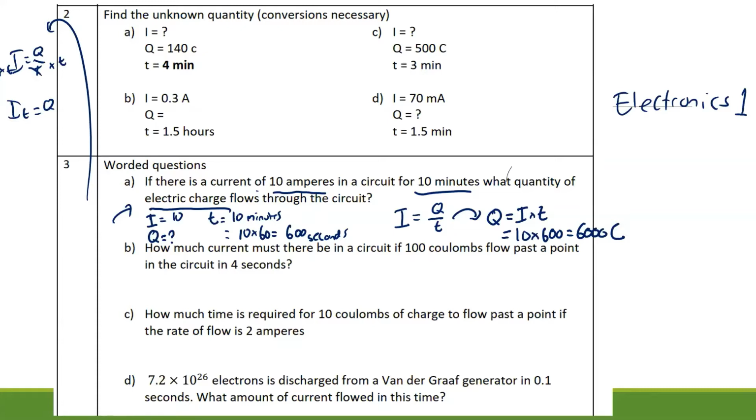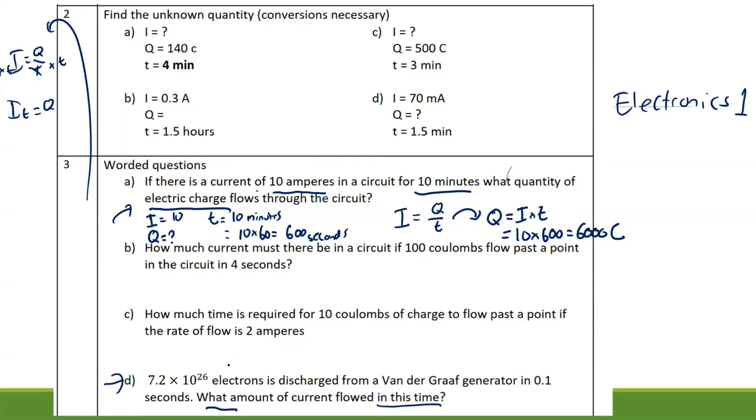So that's how you would do that. The other questions are very similar. This one down the bottom, though, is a bit more challenging. Have a look at that. 7.2 times 10 to the 26 electrons is discharged from a Van de Graaff generator in 0.1 seconds. What amount of current is flowed in this time? Oy, that one's going to be a bit hard. I'll give you a hint though.